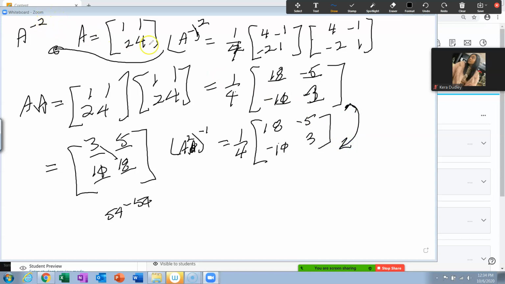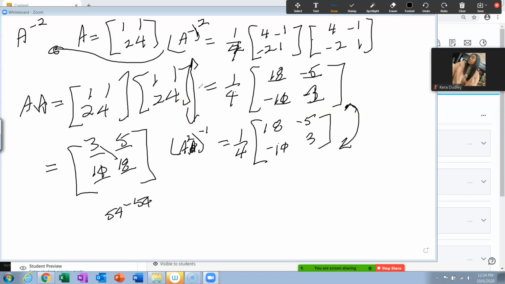A to the minus 2 calculated this way, A inverse raised to the second power multiplied by itself, gives you that. And A times itself, A squared, taking the inverse of that, gives you that too. And these are indeed equal to each other.